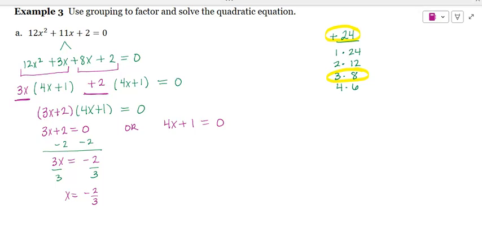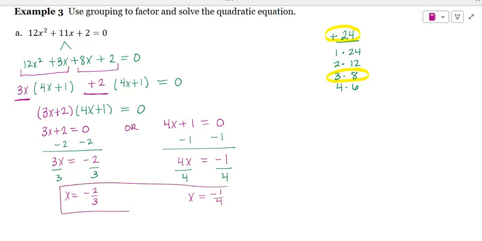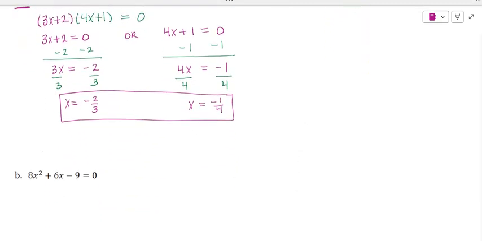And then moving on to the other solution, let's subtract 1 from both sides. So 4x equals negative 1. Then divide by 4. So x is equal to negative 1/4. So these are our two solutions. Let's look at another example.